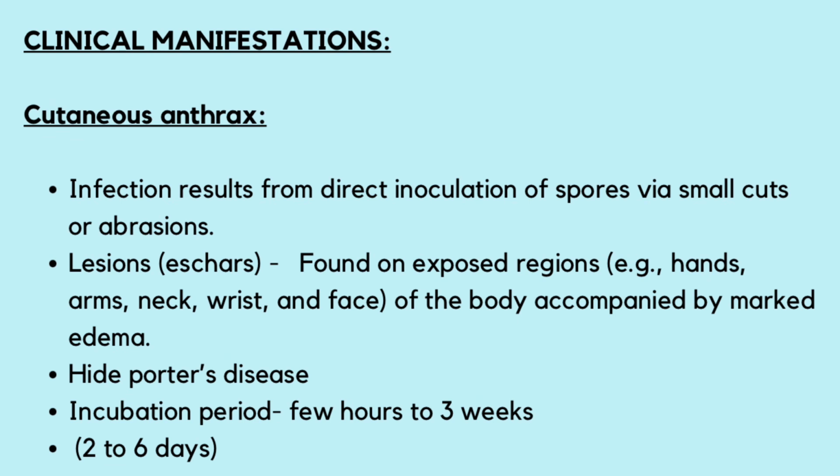Clinical manifestations. Cutaneous anthrax. So, cutaneous anthrax affects our skin. Okay. The infection results from direct inoculation of spores via small cuts or abrasions. Lesions called eschars. Eschars on skin are very dry, dark scabs. Okay. These lesions are found on exposed regions, for example hands, arms, neck, wrist and face of the body, accompanied by edema.